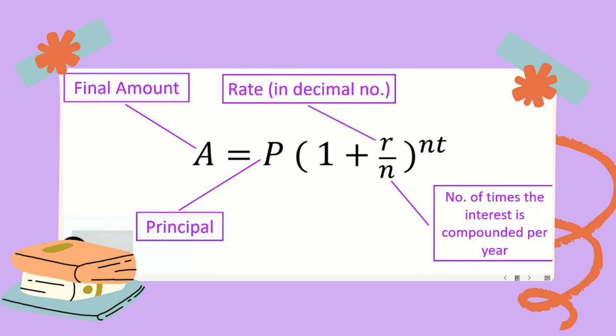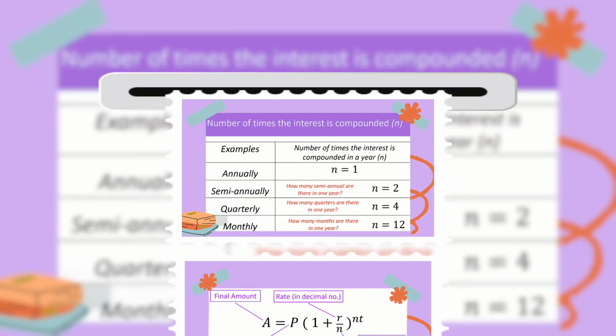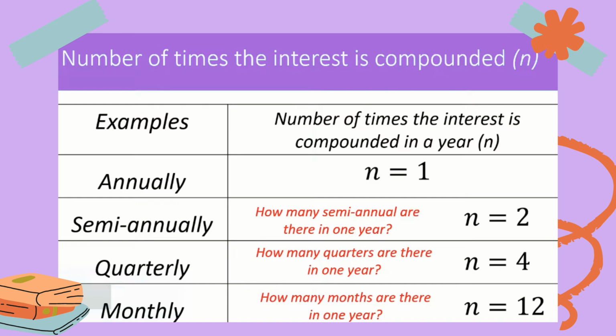So again, the formula is A equals P multiplied by the quantity 1 plus R over N, quantity raised to the nth power. So for example, let's try how to identify or to determine the number of times the interest is compounded in a year. So that is our variable letter N.